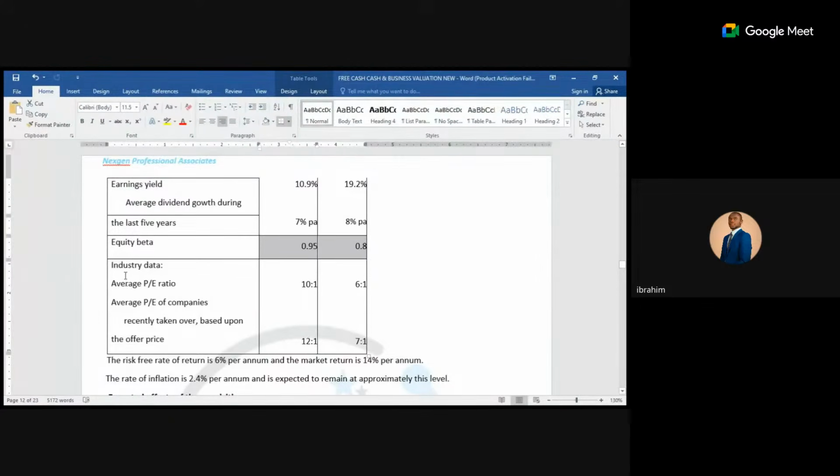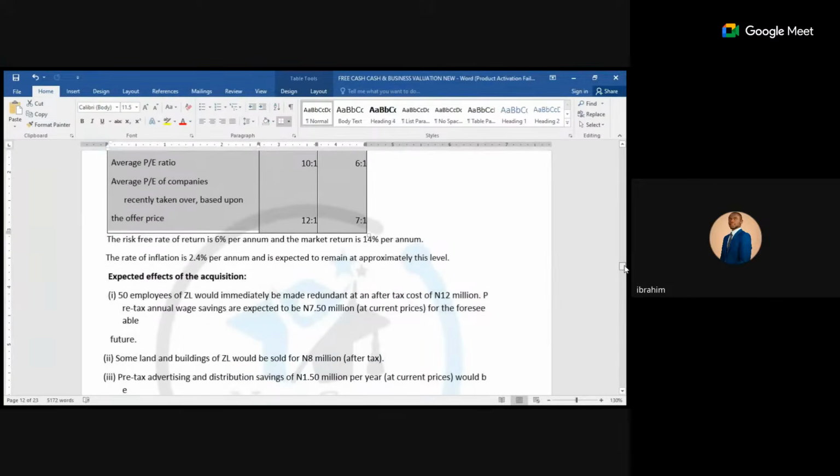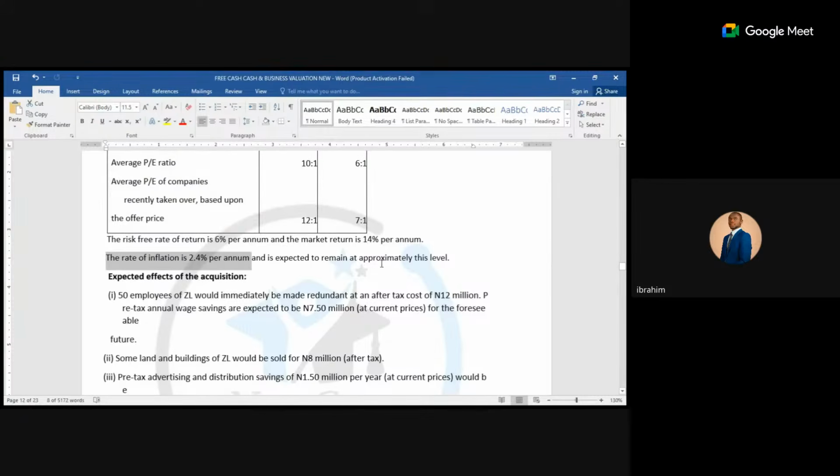So we have industry data. Here we have the average PE ratio. Then we have the average PE of companies recently taken over, based upon the offer price. We're given the risk-free rate of 16% and the market return of 14%. Then the rate of inflation is also given in this question and is expected to remain at approximately this level. Class, more information.